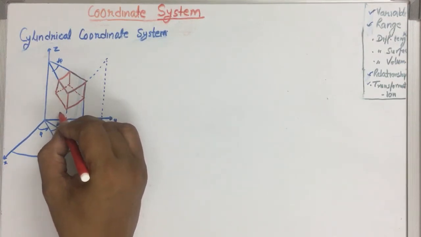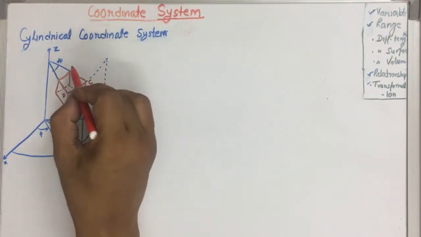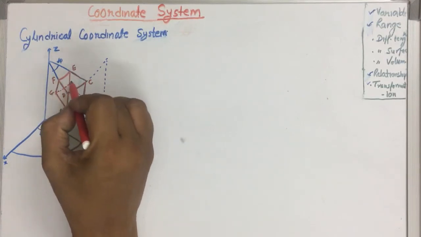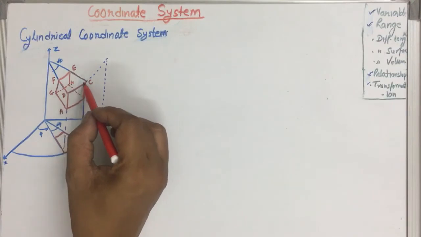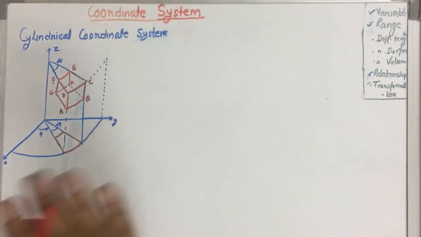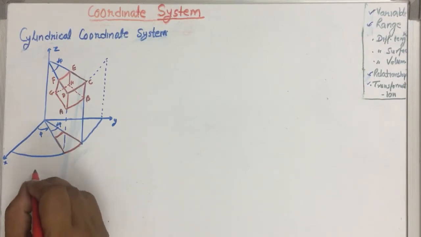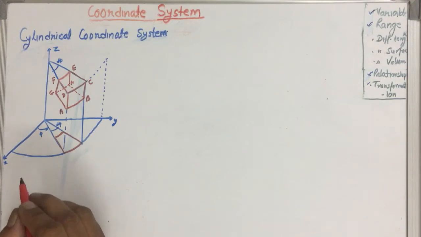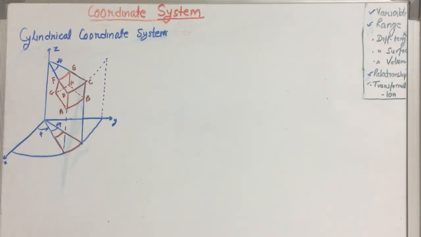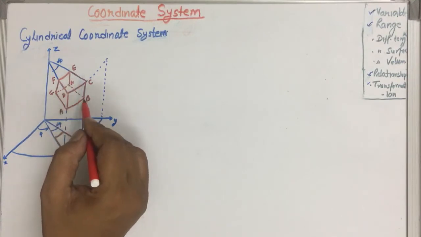For that purpose, we are naming it A, B, C, D, E, F, G, H. This is at the boundary of the cylinder. This is at the surface of the cylinder. This is again at the surface of the cylinder. So in this way, we have this object for which we are interested to find the differential quantities. For differential length, as we discussed in the previous coordinate system, we have to move the longest displacement in this object, that is from A to E or from B to F.